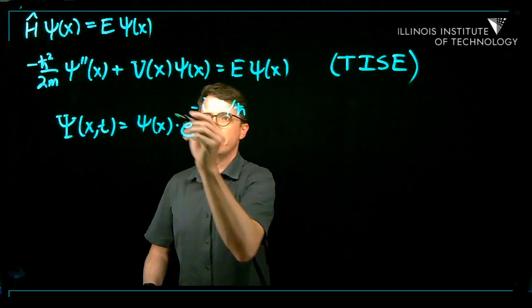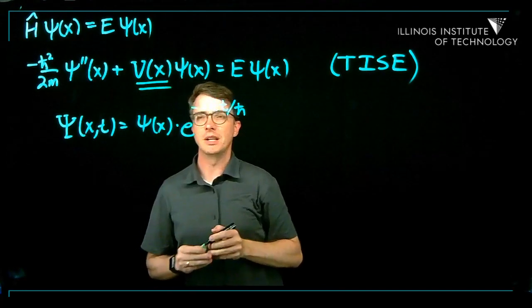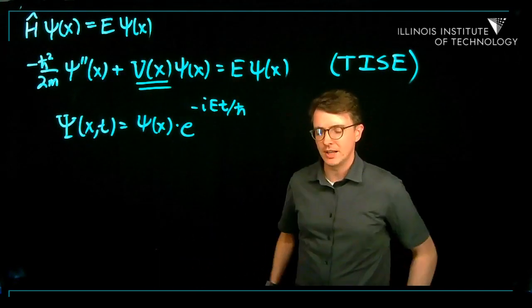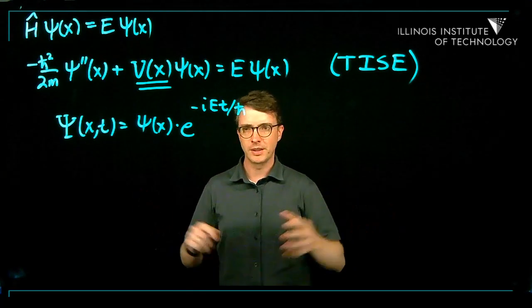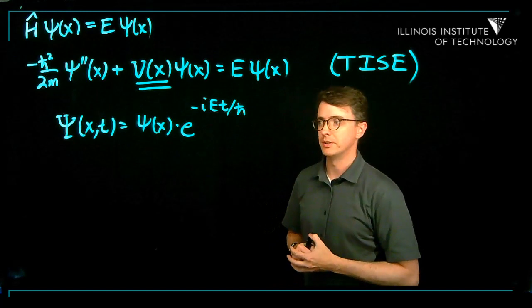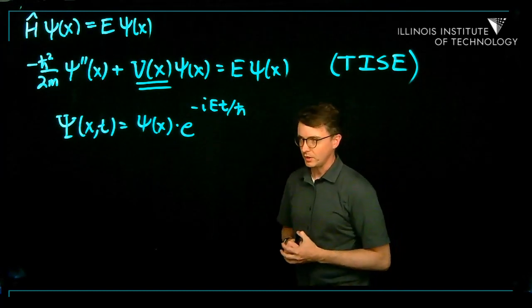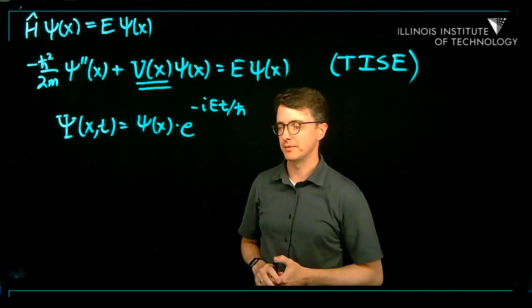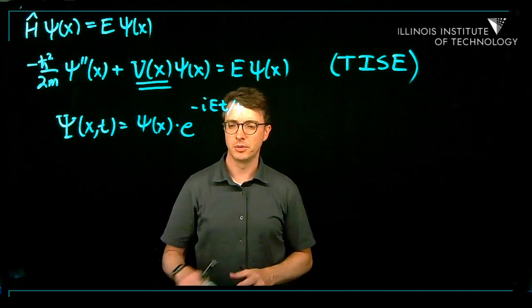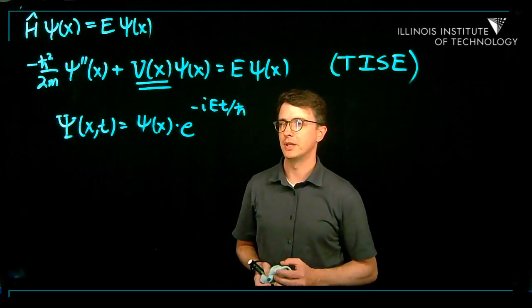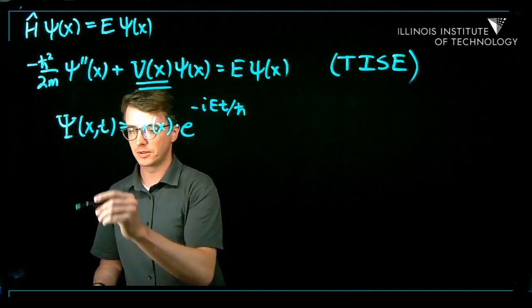I can't go any further without specifying what the potential is. What potential well is my particle experiencing? What forces, if you want to think about it in a classical sense, is the particle experiencing? So we can't go any further without specifying that. So we're going to use the simplest possible setup for the potential well, which is called the infinite square well.